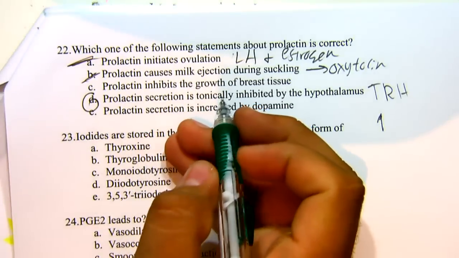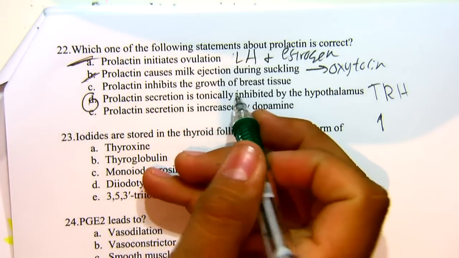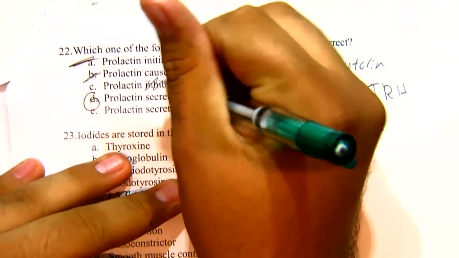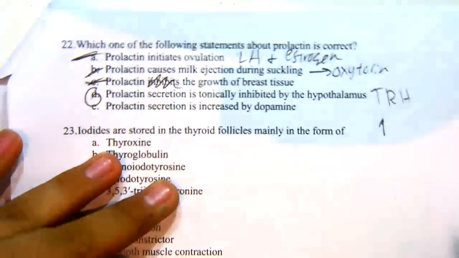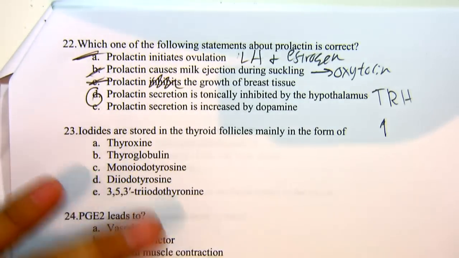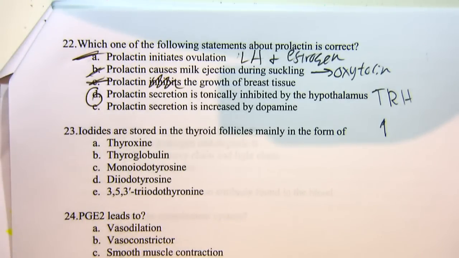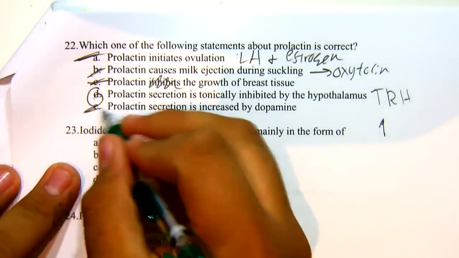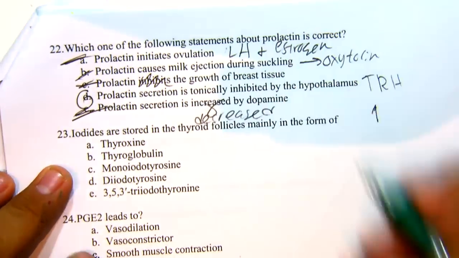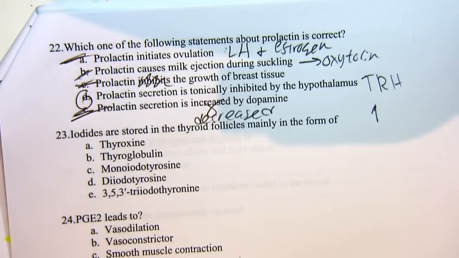Prolactin inhibits the growth of breast tissue? No, because prolactin helps make the milk, right? So it's going to stimulate the growth of breast tissue. And then prolactin secretion is increased by dopamine. No, they're opposites, right? So it would be decreased. Okay?